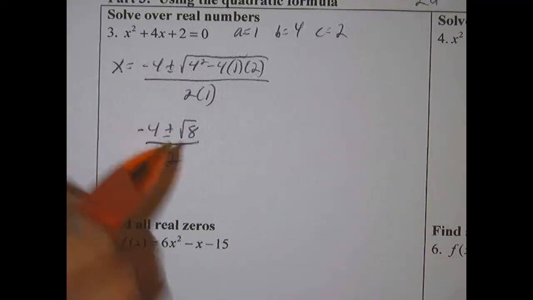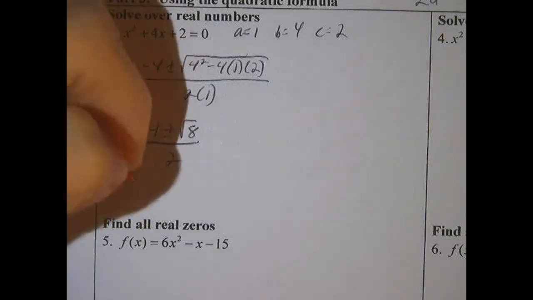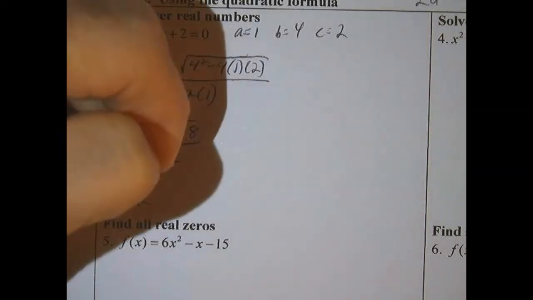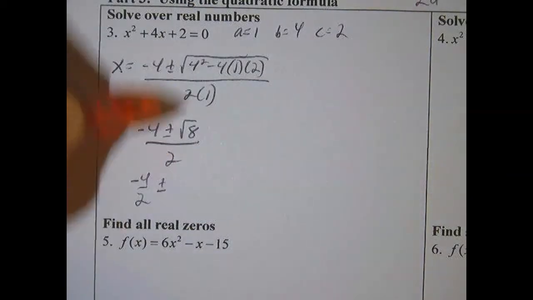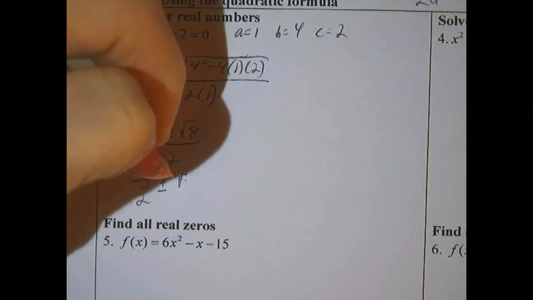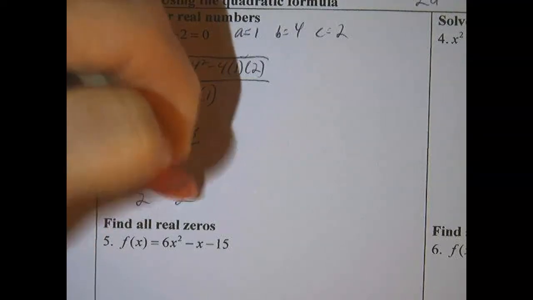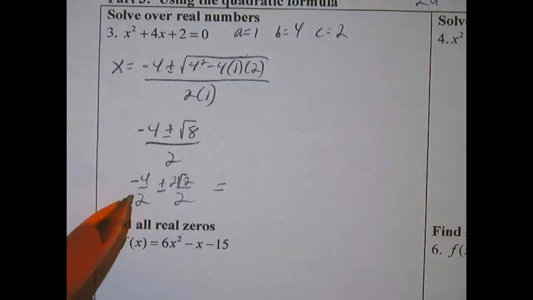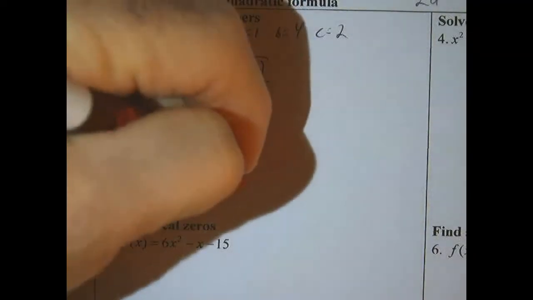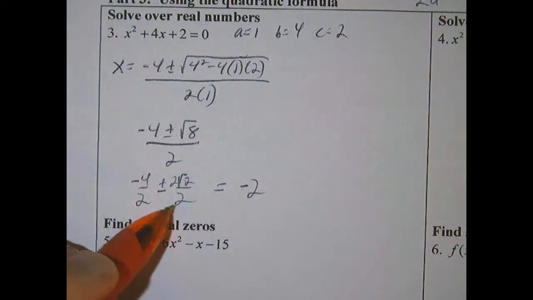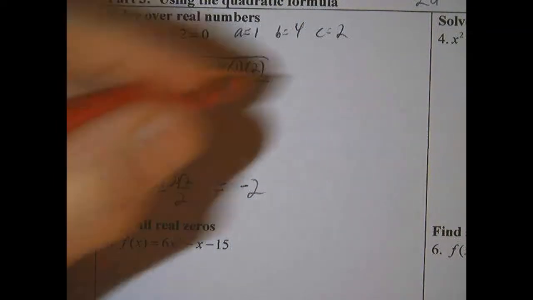We can break these both up. This can be simplified, so this would be negative 4 over 2 plus or minus 2 rad 2 over 2. And this reduces to negative 2. And this reduces to plus or minus, the 2's cancel, so plus or minus rad 2.